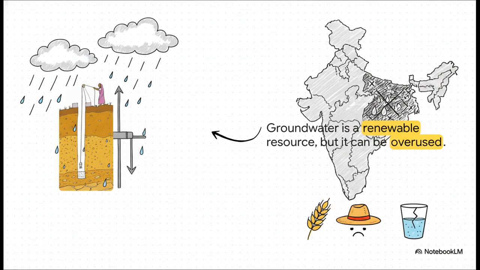Let's take an example. Groundwater. We just said it's a renewable resource, but we have to be careful. Recent evidence shows that we are overusing it. In many parts of our country, we are pumping out more water than what the rain can replenish. Nearly 1/3 of the country is overusing its groundwater. This is a very serious problem, especially for agriculture.